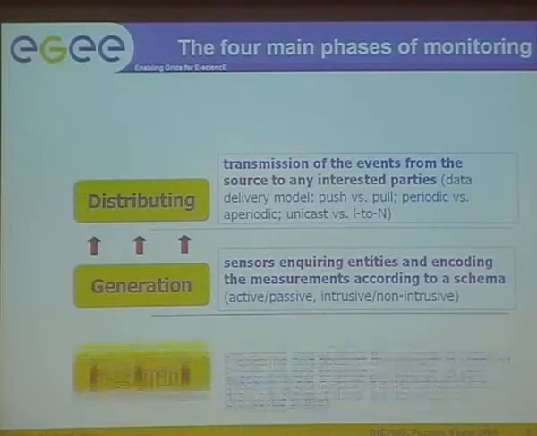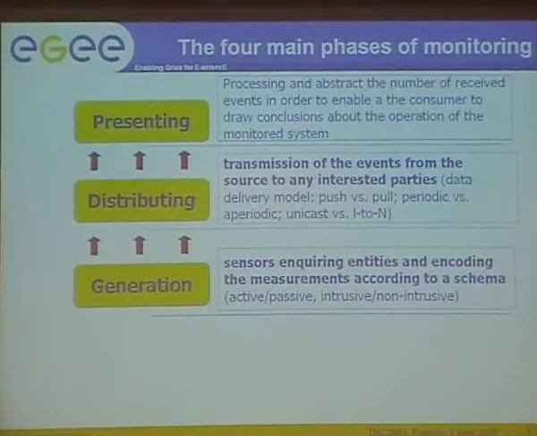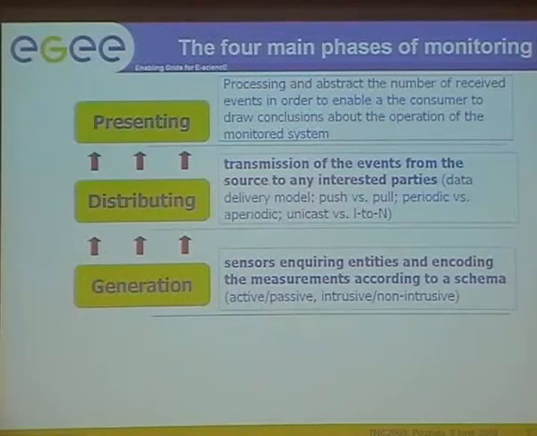Once the monitoring events are distributed, we need to present them to the final user. In order to present all the monitoring events meaningfully, we also need to abstract and aggregate them, because the set of monitoring data is really huge. We need to give the user only the meaningful information that lets the user draw meaningful conclusions on the behavior of the system. This is important because if you have an excess of information, the user is not able to draw any meaningful conclusion.